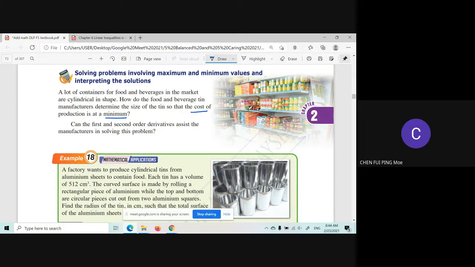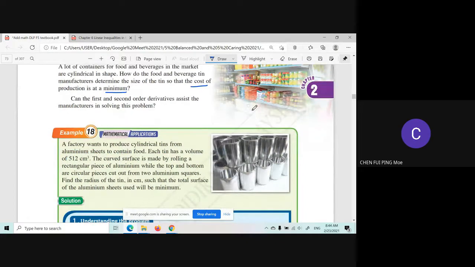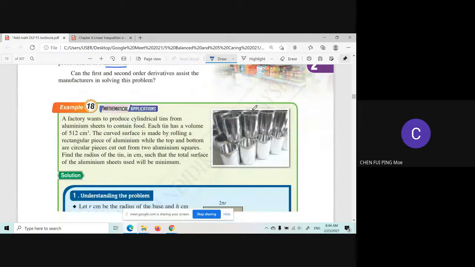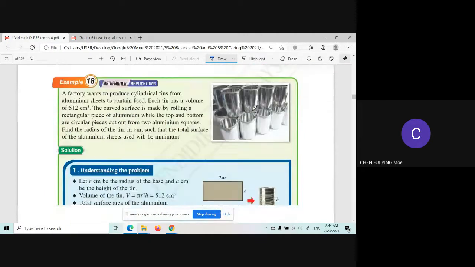How to minimize the cost? Minimize the cost means using the minimum material to build, right? So if you want to use minimum material to build things, then we consider the surface area that we need, the total surface area for the material that we need. So look at this example, example 18.